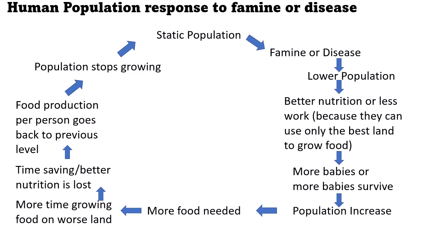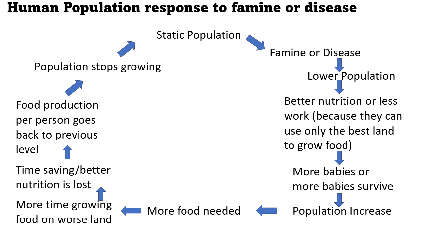So this is the diagram. It's almost exactly the same as the one we looked at before, but this is about the response to famine. So we start at the top with static population. The famine comes, moving to the right, or the disease. The population goes down because there are fewer people to feed, and better nutrition or less work, because they can use only the best land to grow food. Because of that, there are more babies, or more babies survive, and the population increases.